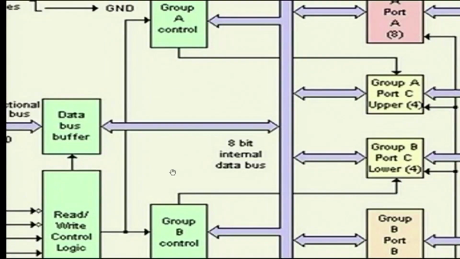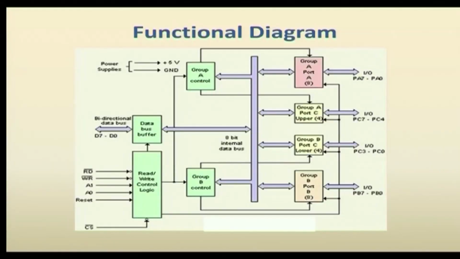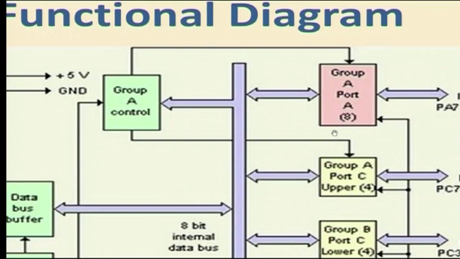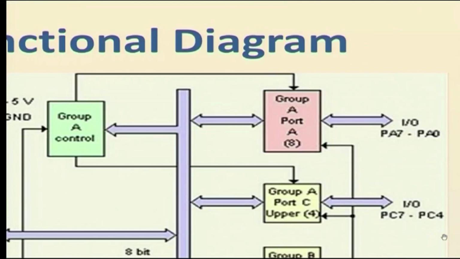As per our discussion, we have 3 ports. The 3 ports are divided into 2 groups, group A and group B. In group A, port A is available, and in group B, port B is available. Actually both groups have 12 equal bits. Port C is divided into two 4-bit ports, one connected to group A and the other connected to group B. Group A consists of port A's 8 pin signals along with the port C upper 4-bit signals. So, totally 12 pins are available, 4 pins from PC upper and 8 pins from port A.